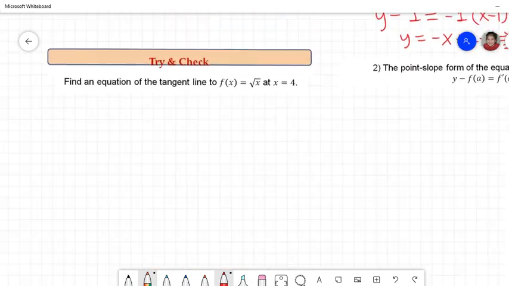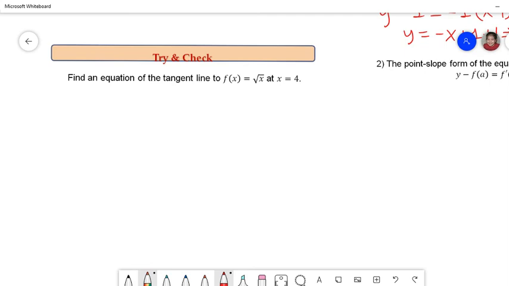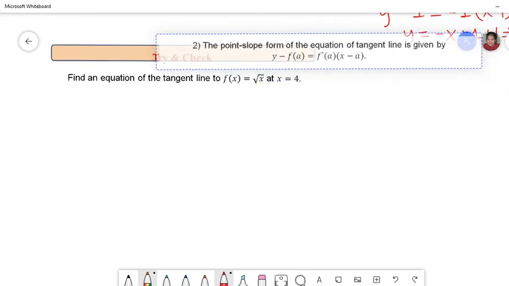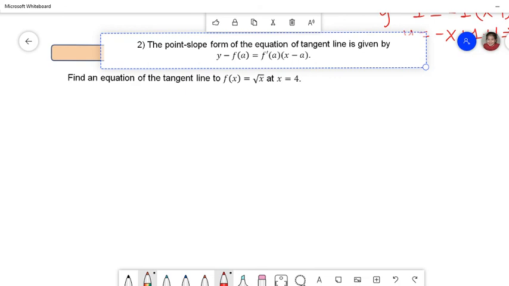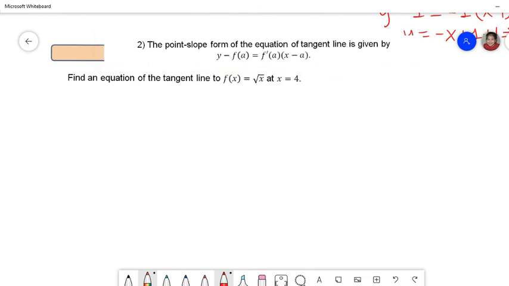Now we have the same thing again. Find an equation of the tangent line to f of x equal to square root of x at x equal to 4. So let's remember the fact here. The point slope form of the equation of the tangent line is given by y minus f of a equal to f prime of a times x minus a, for the tangent line to y equal to f of x at x equal to a. We have to say that.